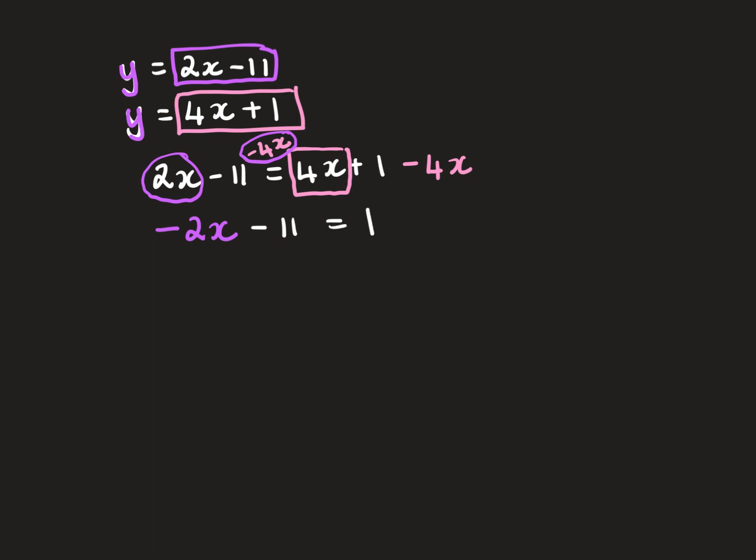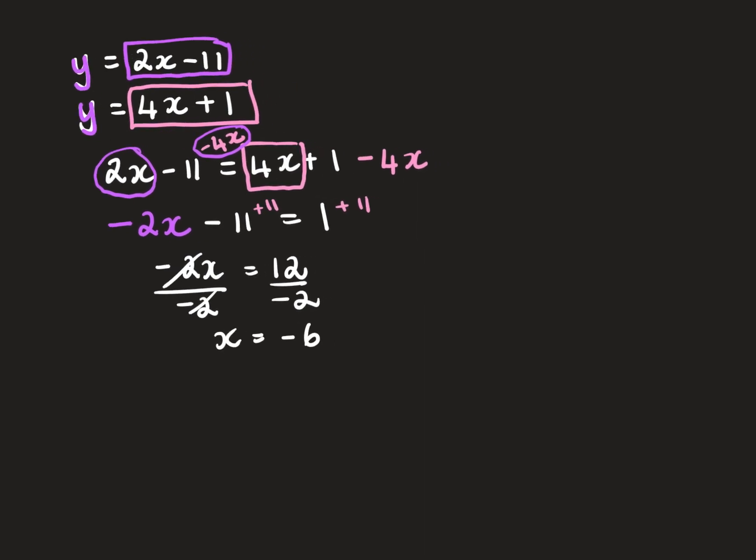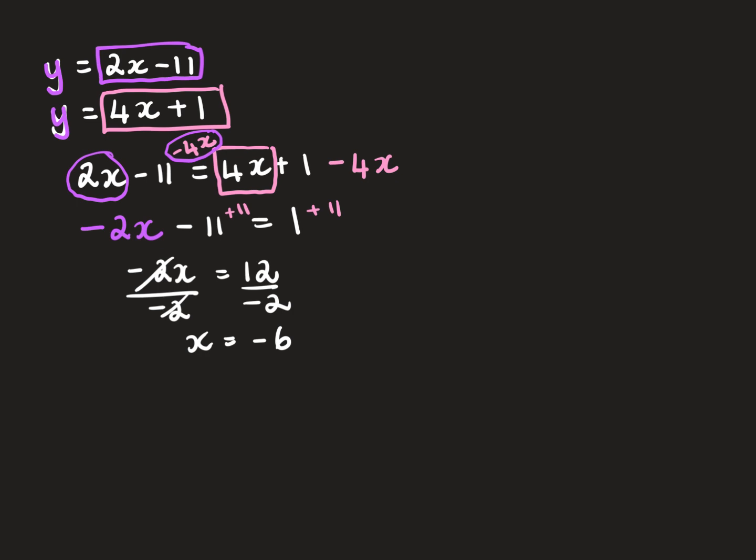What am I going to do next? Add 11 to both sides. That will give me negative 2x is equal to 12. Divide by negative 2, divide by negative 2. X is equal to negative 6. Have I finished the problem yet? No. I just need to find out what y is equal to.